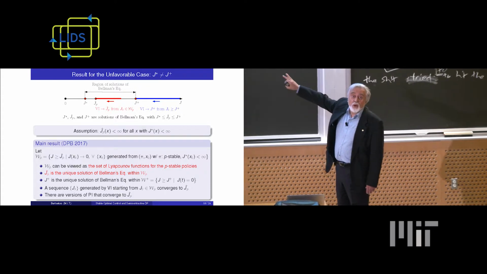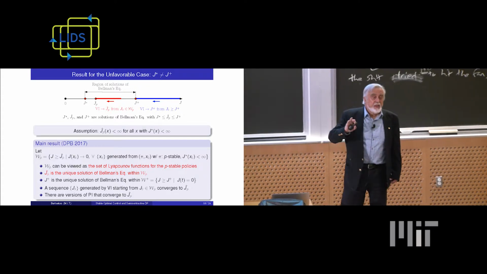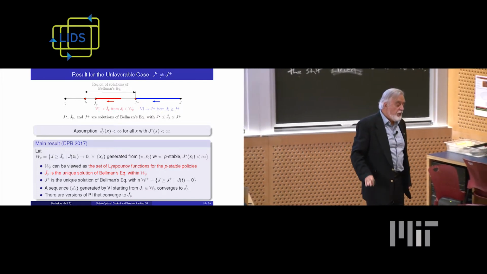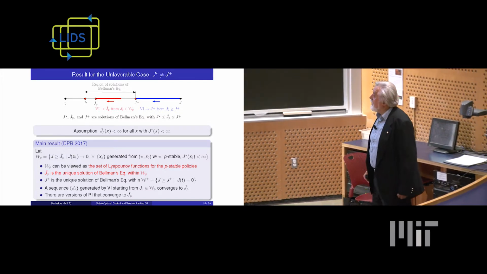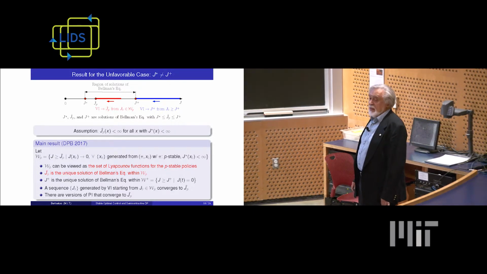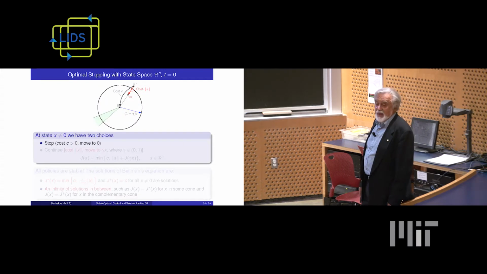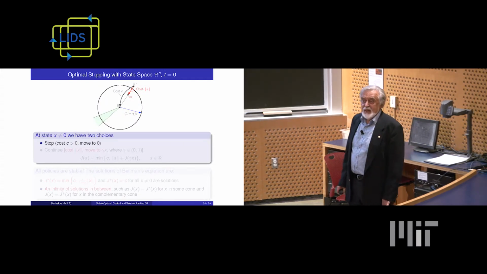There are also versions of policy iteration that converge to J hat P that are a little bit more complicated than the usual, and let me not get into that. Okay, so now let me look at an example.